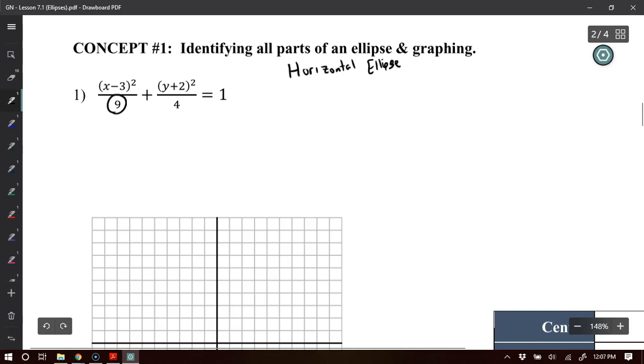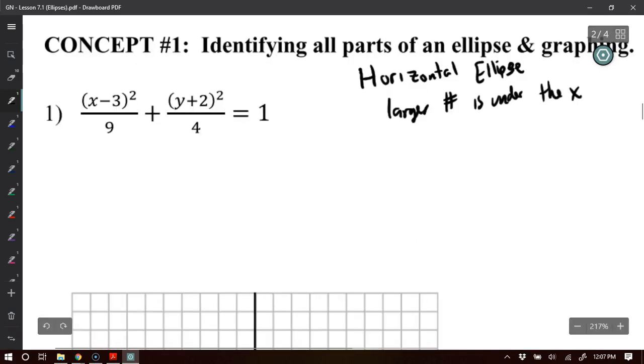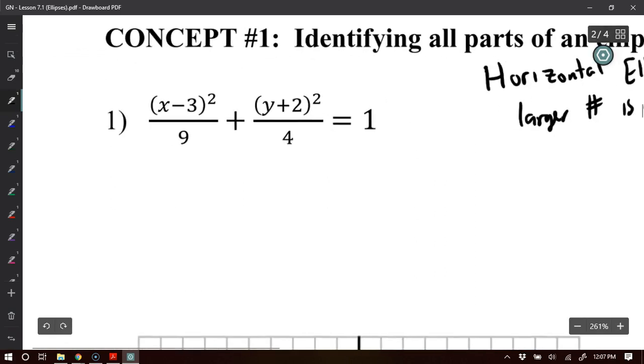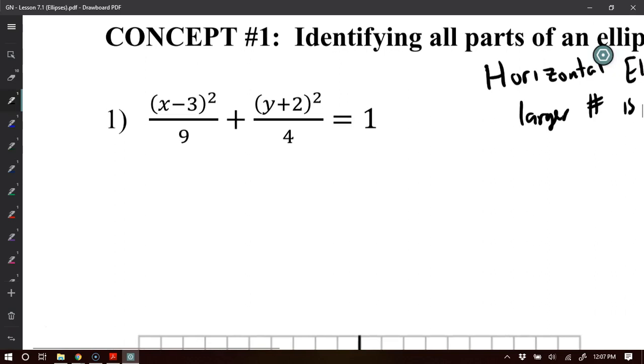And that's because the larger number is under the x. So the larger number is under the x. Therefore, that has the largest stretch, which we get our vertices from. And then I'm just going to break it down. And so the 5 values I want are my h and my k. First, I'm going to do those. My h here is 3, and my k here is -2.